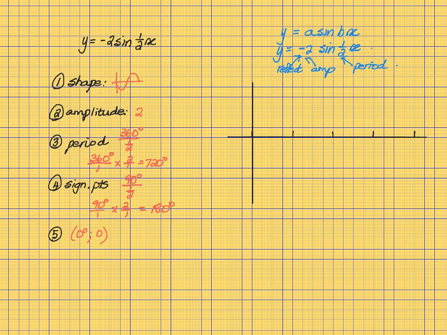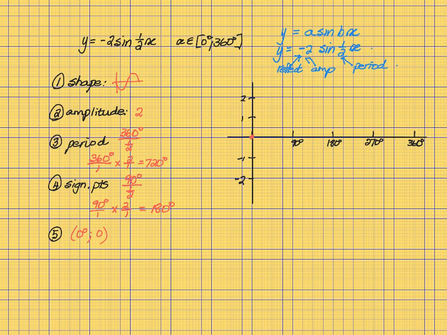I'm going to plot that. I'm first going to set up my axes. So I'm going to go every 90 degrees just for clarity, but we know that significant points are only happening every 180 degrees. Let's just specify here that I'm drawing it from 0 to 360. The amplitude is 2, so I'm going to mark off 1, 2, and -1 and -2. And now I'm going to start plotting from the origin.